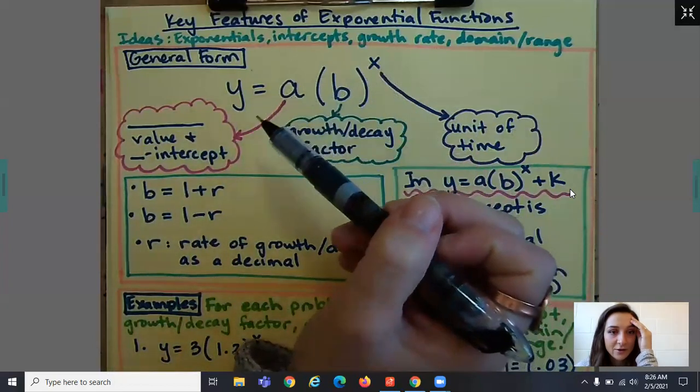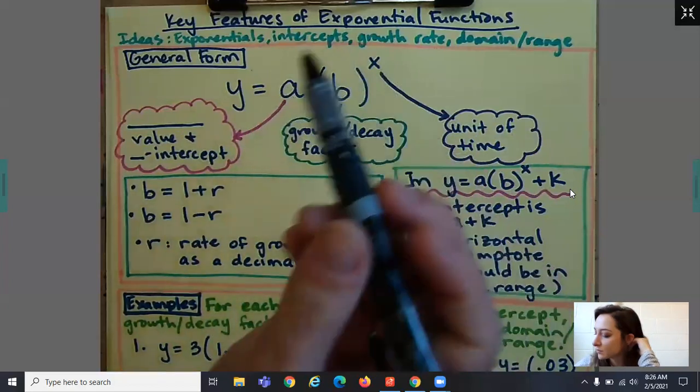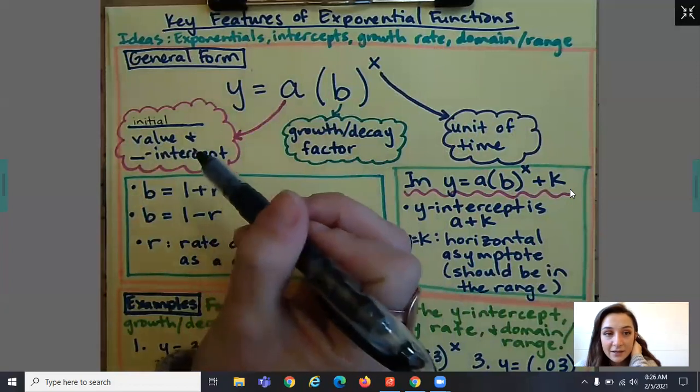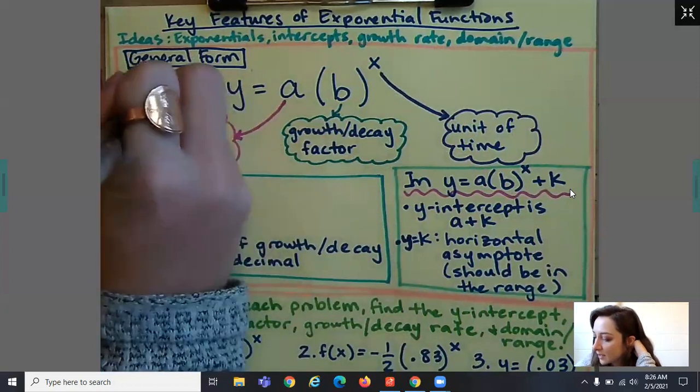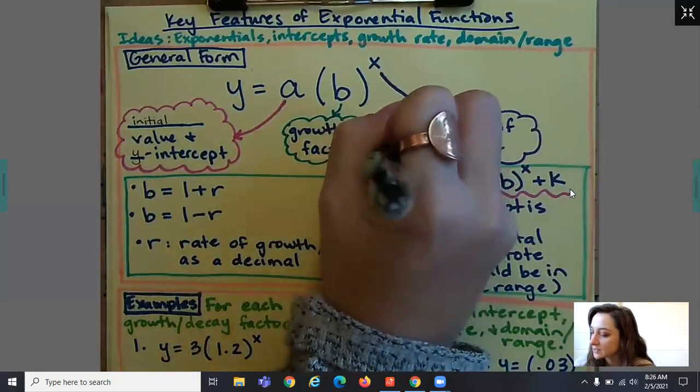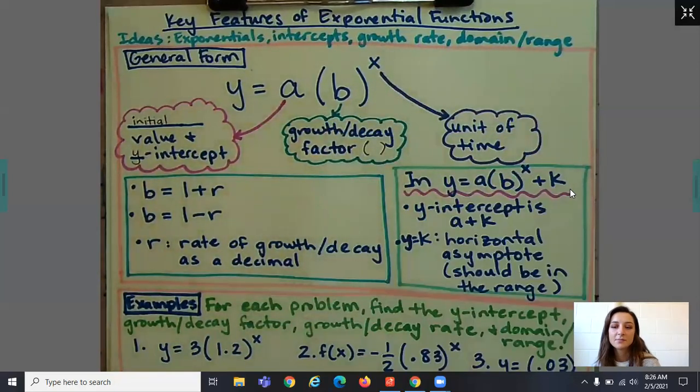But starting with this a value right here, this a value is always going to be the initial value, and it is also the y-intercept. So you can think about initial value and y-intercept going together as they usually do. B, we're going to call the growth or decay factor. And one way you can remember that this is factor is that a factor usually has parentheses. So I'm just going to draw some parentheses here. And then x up at the top, that's going to be unit of time. So it could be seconds, it could be minutes, it could be years, decades, things like that.